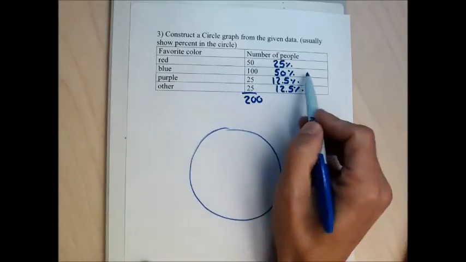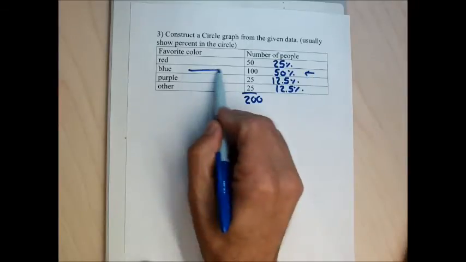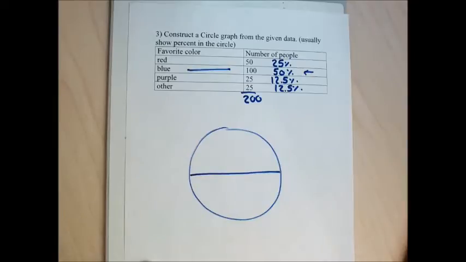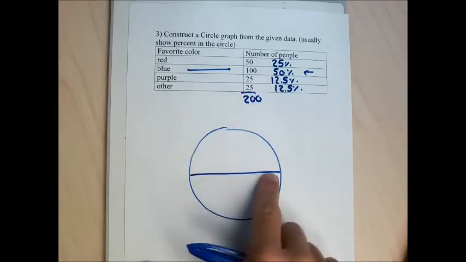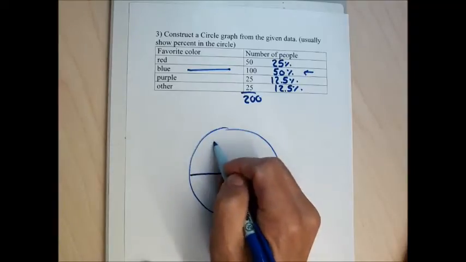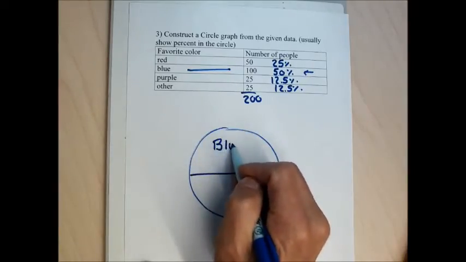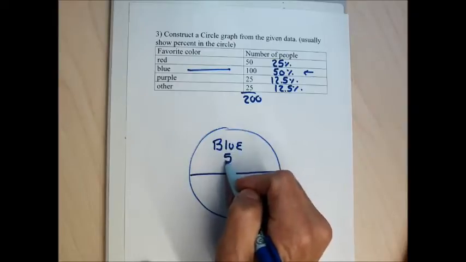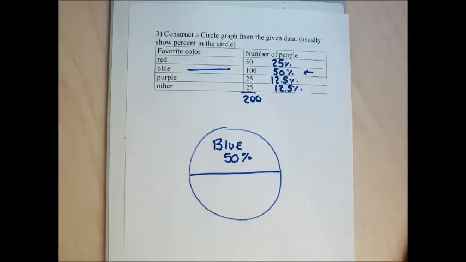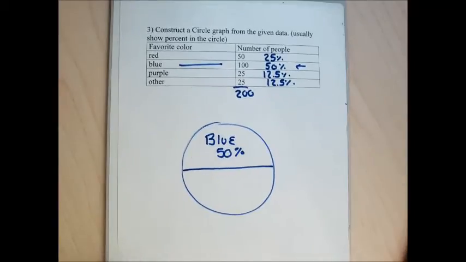The easiest one for me to do is 50%, because 50% is exactly half the circle. So I'm going to draw a line that cuts the circle in half. It doesn't have to be this direction. You could draw a line any direction. But in the half of the circle that you create, you should put the color name and the percent of people that pick that color. I made easy percents here to draw, and if I do this on the test, I'm also going to make easy percents, ones I don't have to estimate so much.